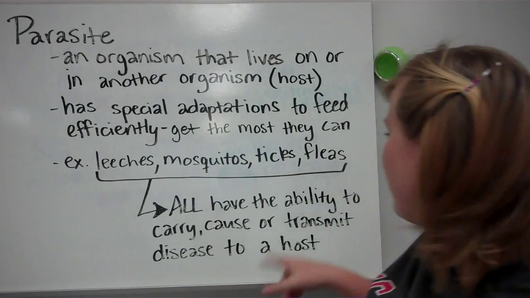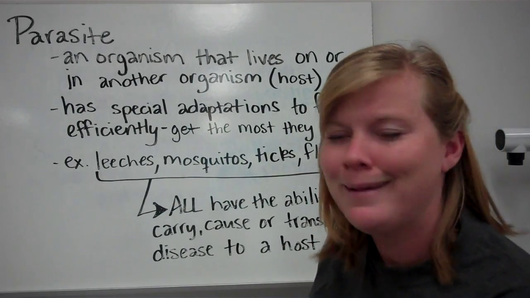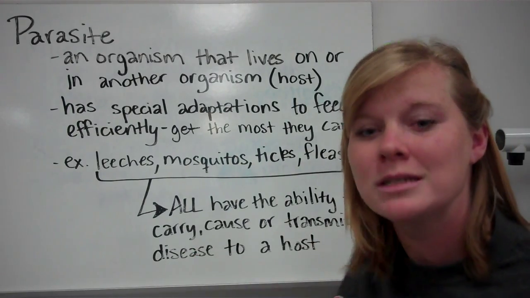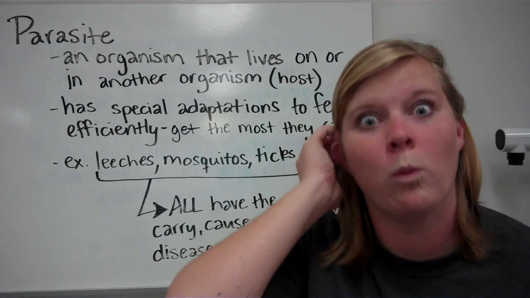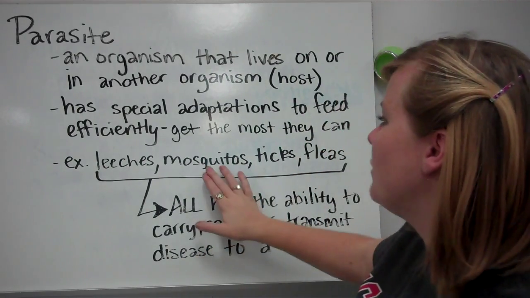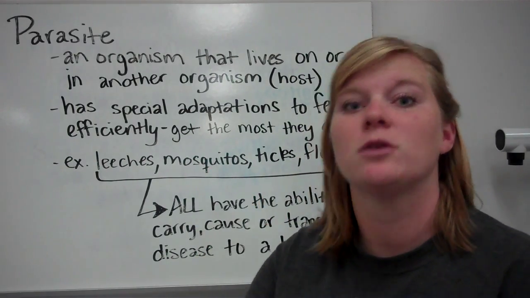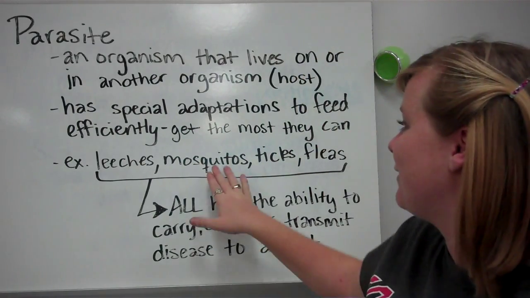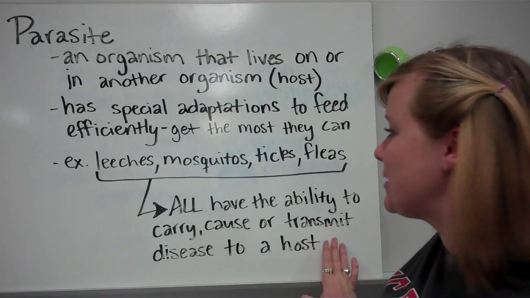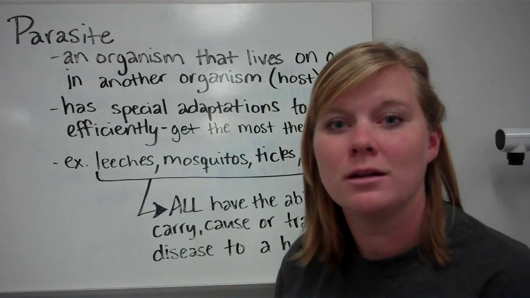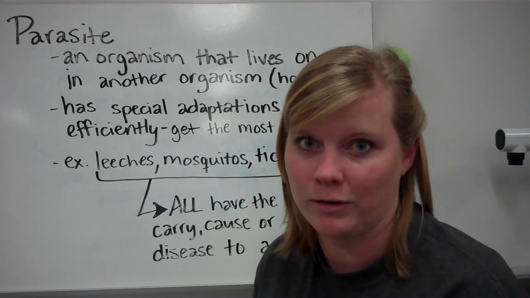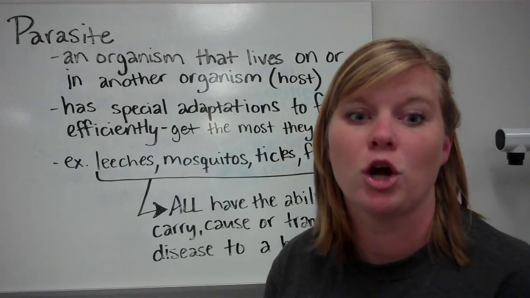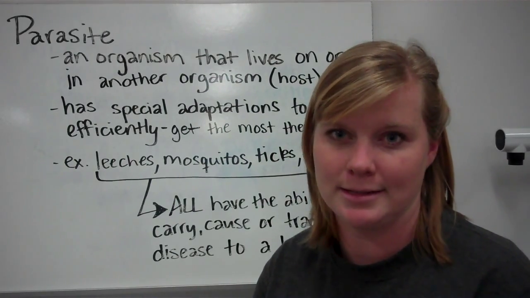host. So we're going to think about that ability word. They've got the ability to carry, cause, or transmit diseases to a host. That doesn't necessarily mean that they will. For a mosquito to pass along a disease, that mosquito would first have to get the disease. So in order to have a disease like malaria transmitted to you through a mosquito, the mosquito would have to be carrying malaria already. Just because they have the ability doesn't mean that all parasites are going to necessarily cause that disease.